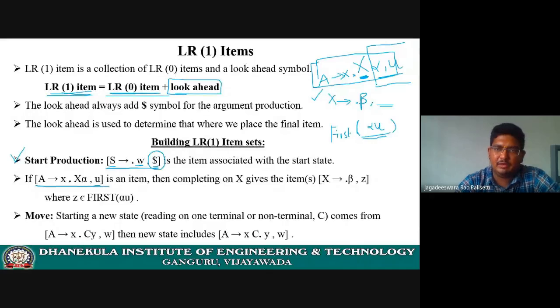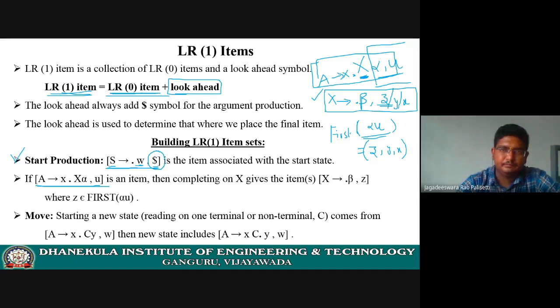For example, if the first of alpha u is small z, then that particular small z is to be written right here. For example, the first of alpha u contains a small z, small y, and it may be again x. The first function contains three terminals. Then what I have to do is add those three terminals as a look ahead symbol for this particular production rule. Am I clear?